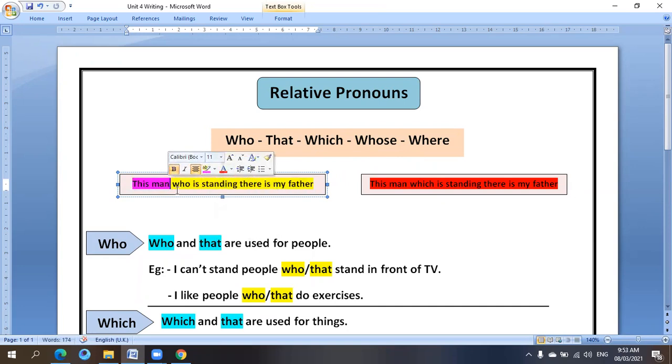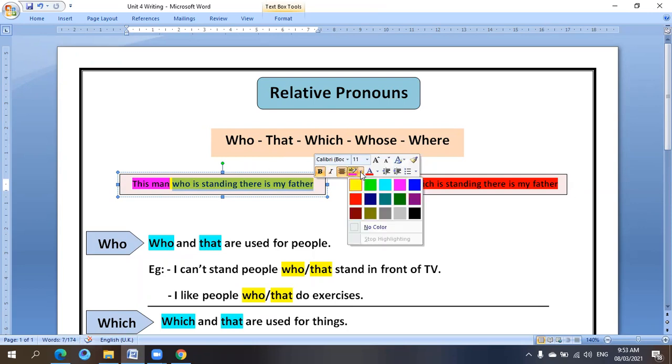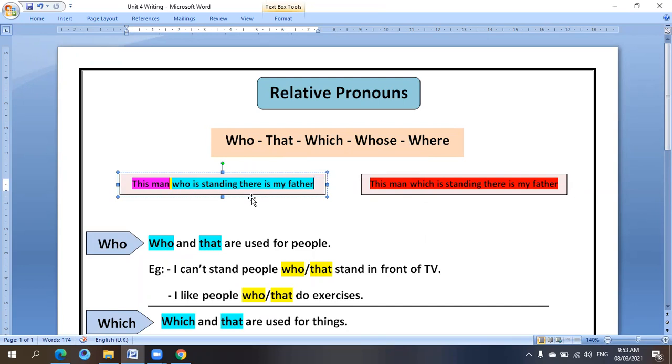This man, this is the main sentence. And who is standing there is my father. Okay? This is the relative clause or adjective clause. Okay? Relative clause, that's okay, we know that. But why do we call it adjective clause? Adjective يعني صفة. So why do we call it adjective clause?